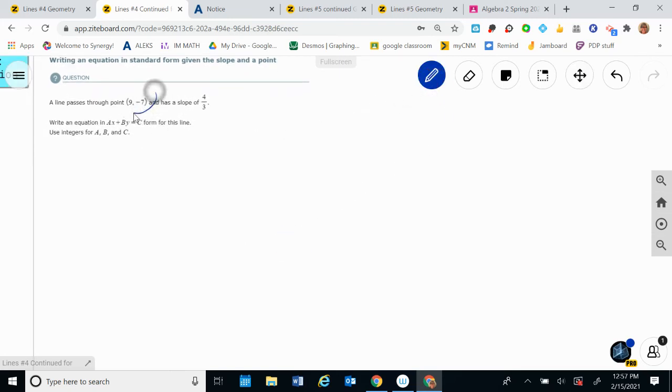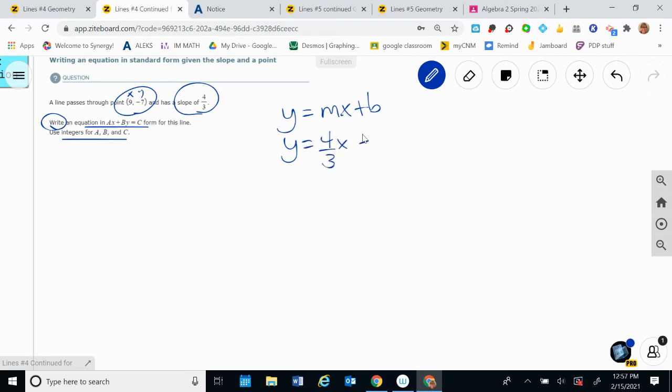It passes through the point (9, -7). So this is your x, this is your y, and then you have a slope of 4/3. Okay, what does it say to do? Write an equation in standard form. All right, so here we go. And it says use integers for a, b, and c. Okay, so y is equal to mx plus b. y is equal to 4/3 x plus b. We need to solve for b, so plug in the point.